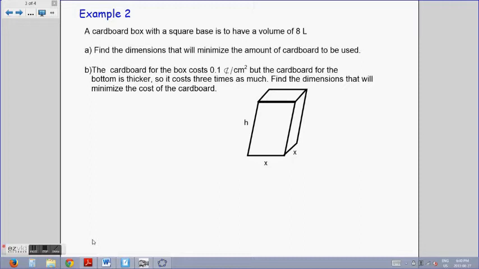So let's read number 2. A cardboard box with a square base is to have a volume of 8 liters. A, find the dimensions that will minimize the amount of cardboard to be used. B, the cardboard for the box costs 0.1 cents per centimeter squared, but the cardboard for the bottom is thicker, so it costs 3 times as much. Find the dimensions that will minimize the cost of the cardboard. Okay, so let's focus on question 2A first.